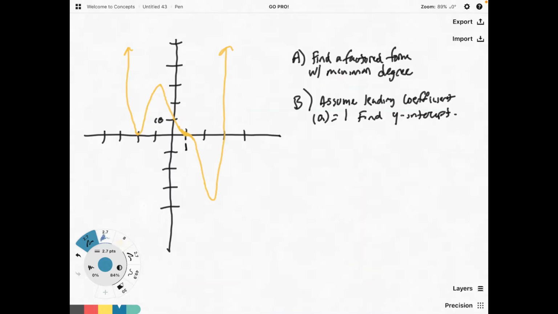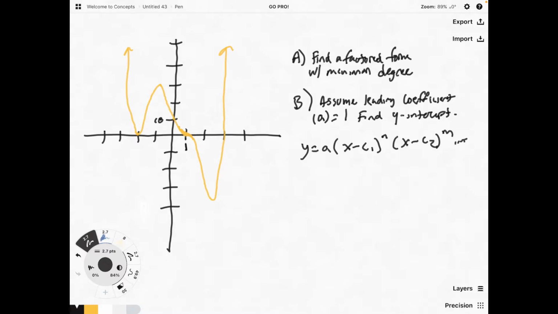Okay, now that we understand the patterns of graphs, let's take a look at a few examples. Okay, looking at our first question, we have this graph, and the question asks us to find a factor form with a minimum degree. Again, looking at the factor form, we're going to use y equals a times x minus c1 raised to some power, multiplied by x minus c2 raised to some power, and we're going to continue that.